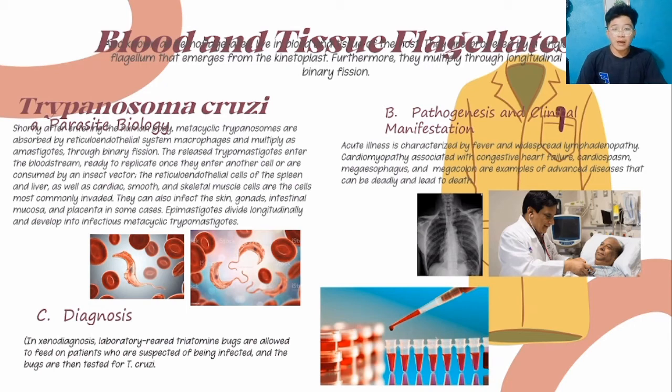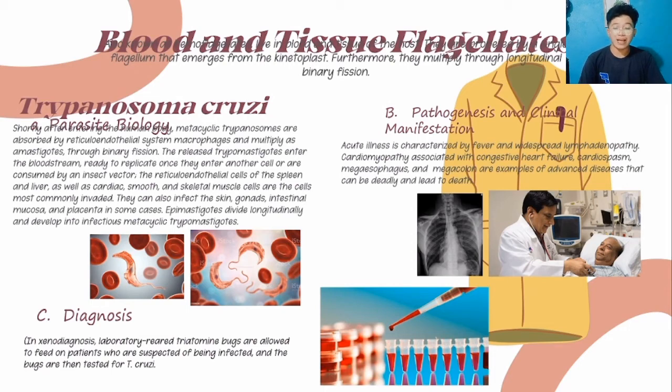They enter local cells through breaks in the skin, mucous membranes, or the conjunctivas and transform into the third morphologic form, amastigotes. Amastigotes multiply intracellularly until the host cell is overwhelmed, at which point they transform into the bloodstream trypomastigotes.